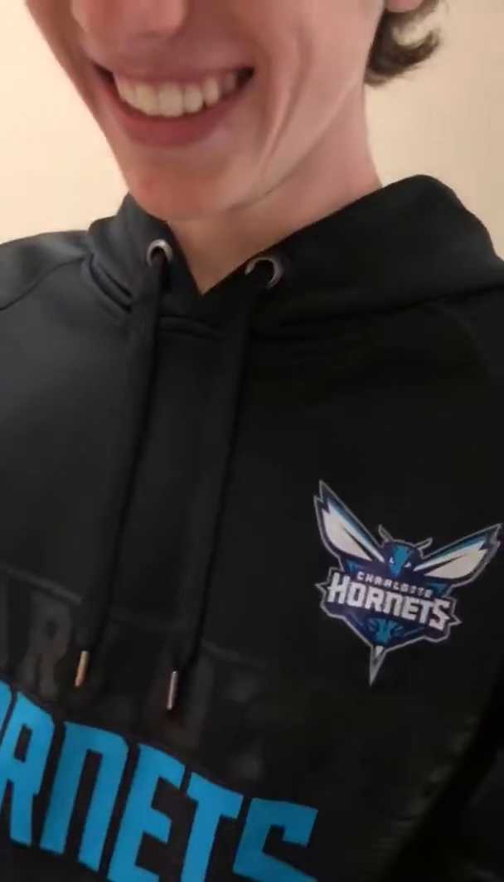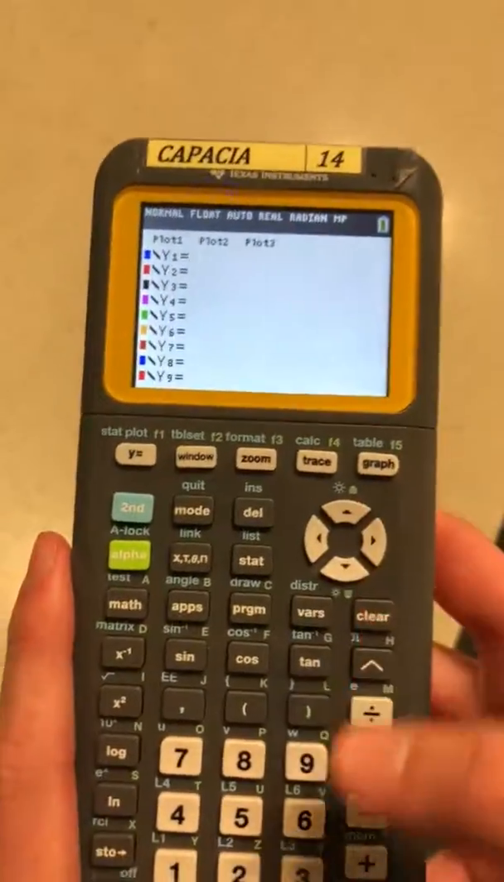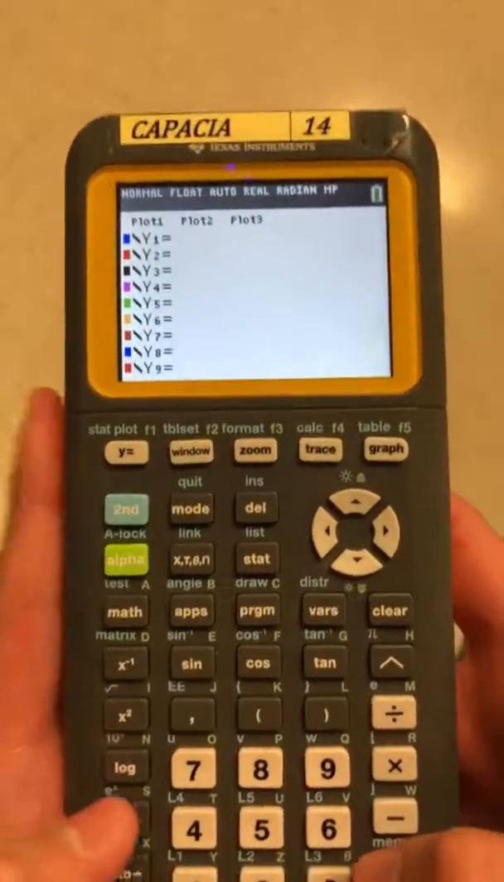Hi, I'm Joe. Today I'll be showing you how to find the vertex and other line points on a line graph. Okay, so first you press Y equals right here and it brings up this. So you type in your equation right here, and you can type in more than one. I'm just going to type in one.